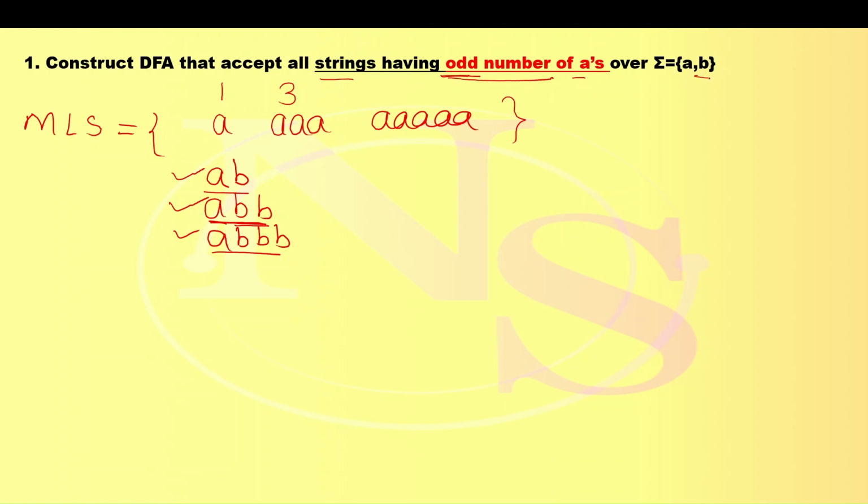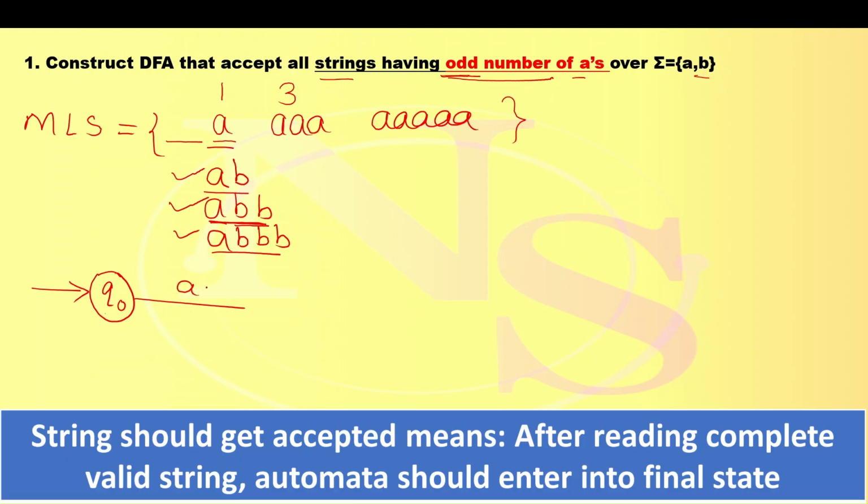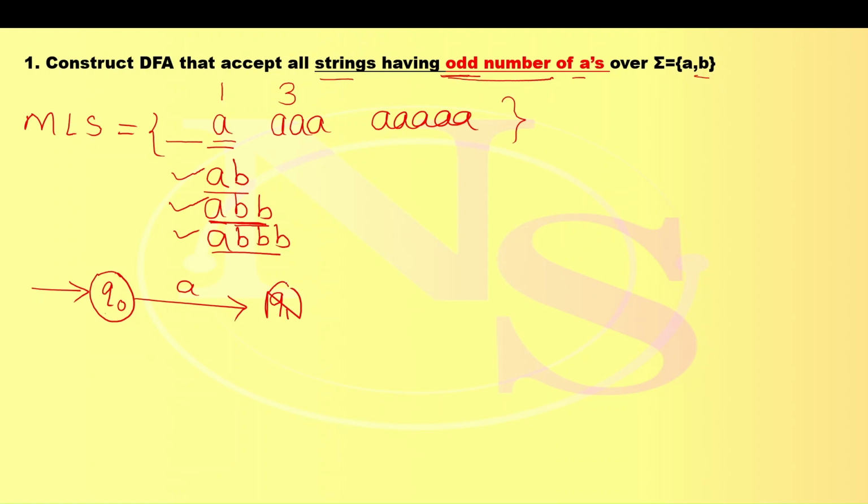So let's start designing the DFA for this question. As we know, a DFA consists of multiple states and a state is represented by a circle. So Q0 is our starting state. As the minimum length string does not contain epsilon, the starting state will not be a final state. The first minimum length string is A. A should get accepted. It means what? The transition of A from Q0 should reach a final state. Then only we can say A is accepted. So this Q1 should be a final state.